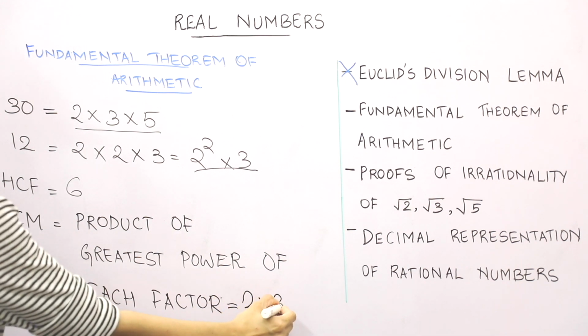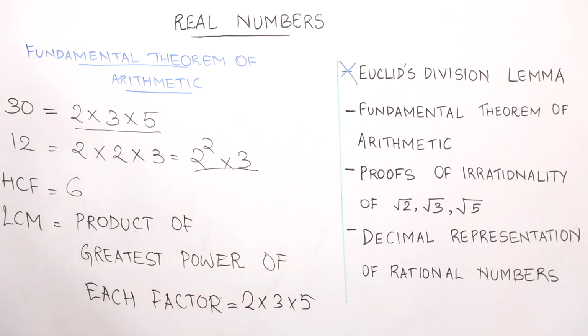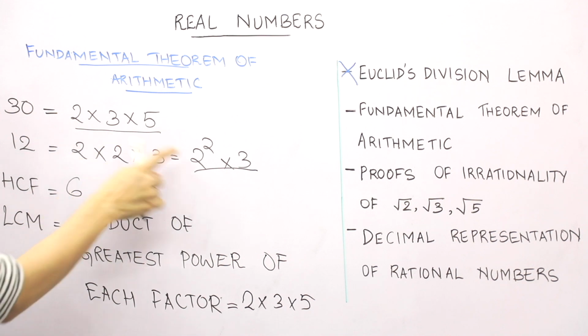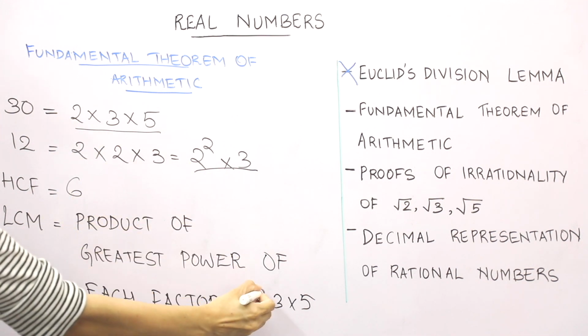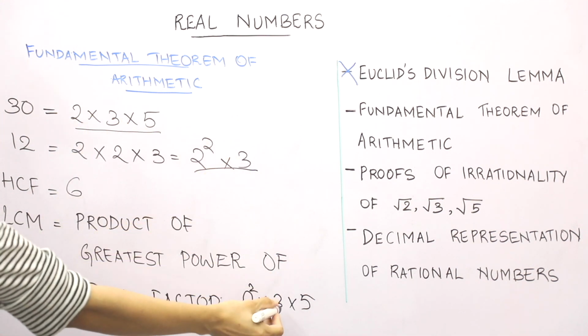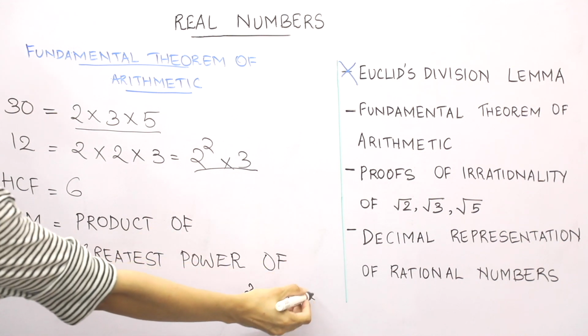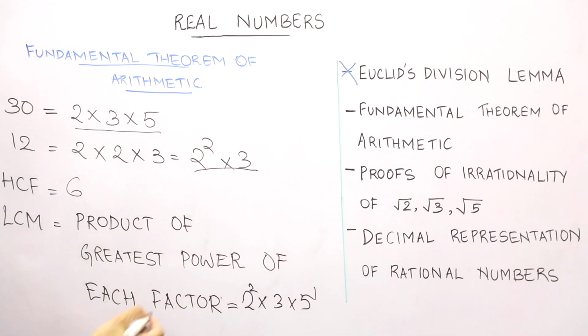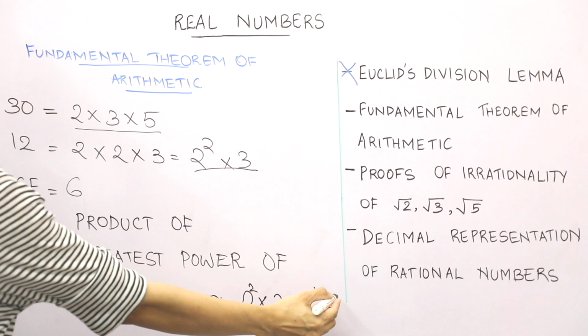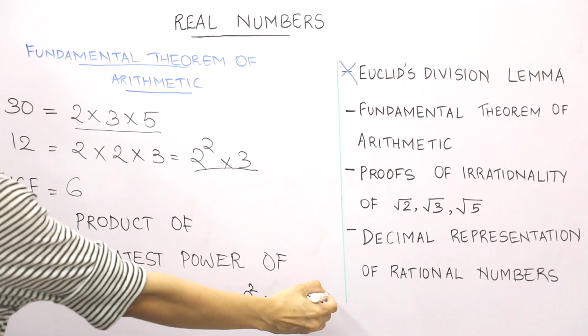2 into 3 into 5. And the powers, we have to choose the greatest power. So power of 2 is 1 here, it's 2 here, so 2. 3 is 1 here, so 3. 5 is 1 here, so 1, which is equal to 60.